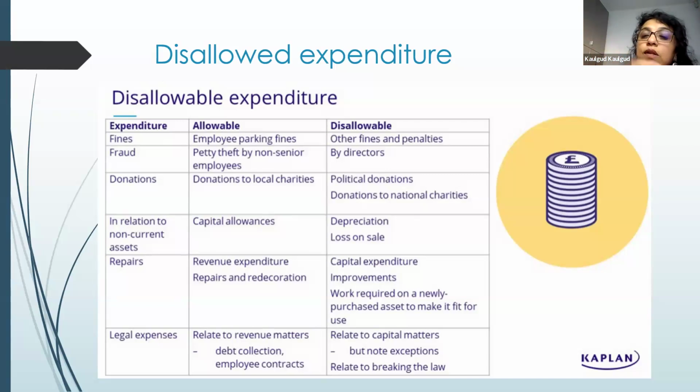Whereas political donations and donations to national charities are disallowed. Okay. So you have to immediately check this. If it is disallowed, you add back. If it is allowable, leave it.